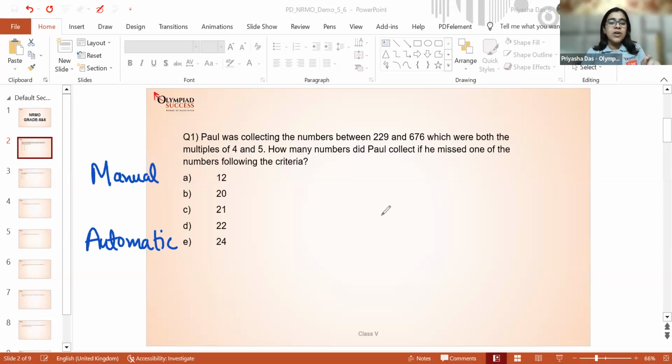Now there is a very important note to be kept in mind. Mathematics is not just numbers, it's English too. So don't underestimate English over here. If I would have written 'or', then the answer would have been different. But since I have written 'and', the condition is that the number should be a multiple of both 4 and 5. And the third part of the question is that whatever answer you got, remember that Paul has missed counting one of them. So what's the answer?